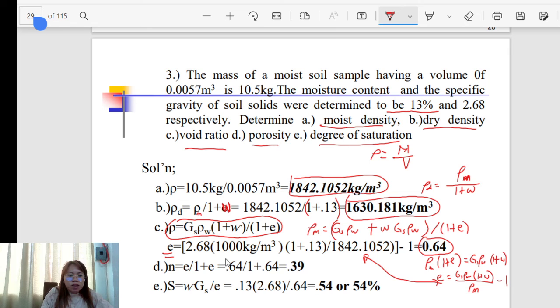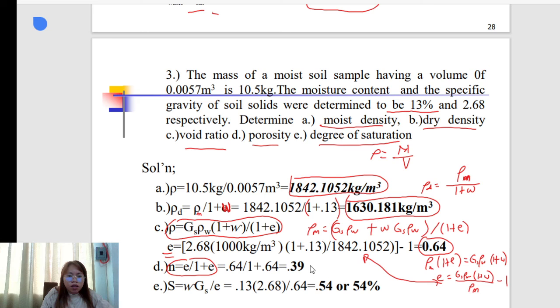To solve for the porosity is this relationship as we discussed earlier. So the porosity is 0.39, or 39% in terms of percent. And the degree of saturation is this equation, as in the earlier discussion: S equal to W G S over E. Substitute the values given and already solved, so the degree of saturation is 54%.